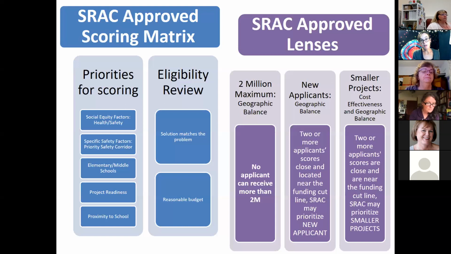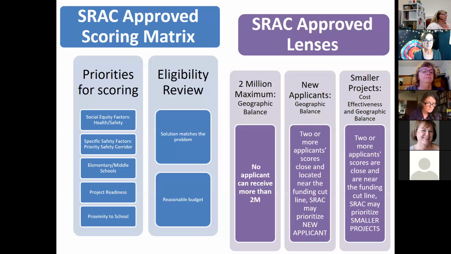If a community, a city put in 3 projects that were all small projects, all $100,000, then we would be able to fund all 3 of those projects because it doesn't equal over $2 million. And the reason for that is to spread the money out a little bit more and not fund the same communities with a big portion of the funds.